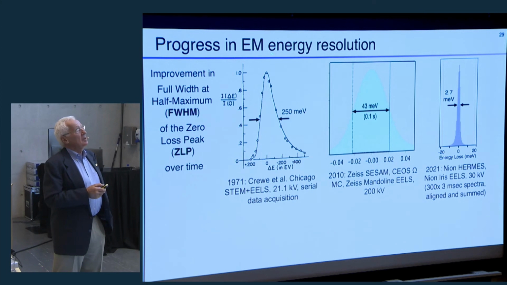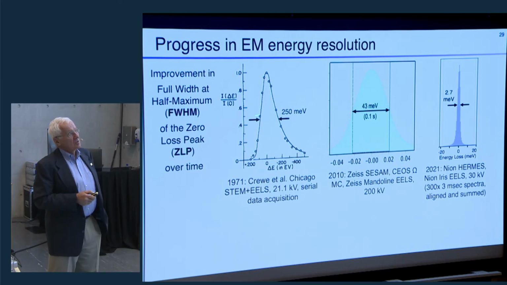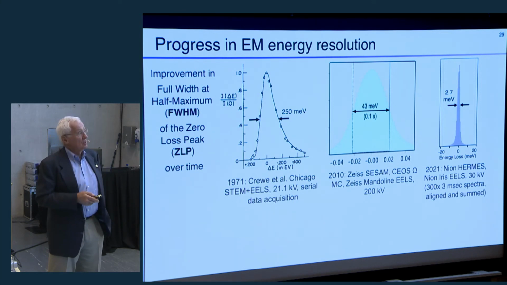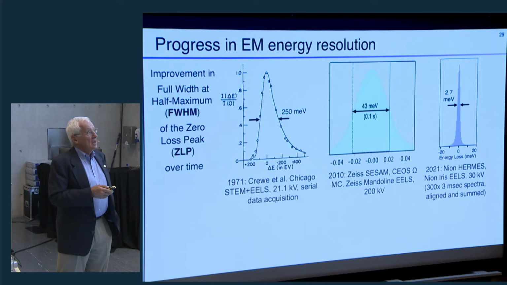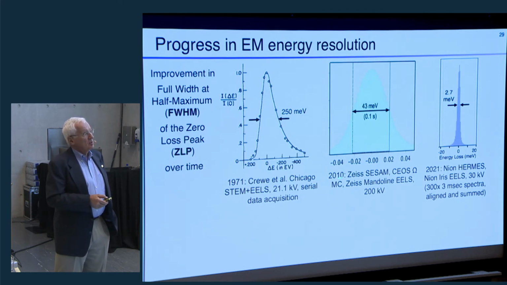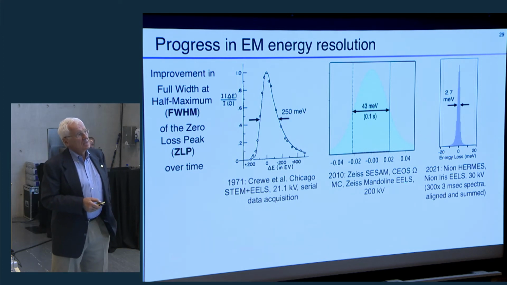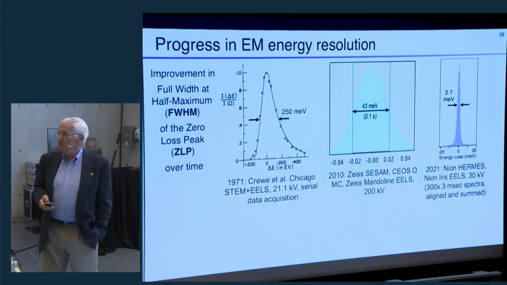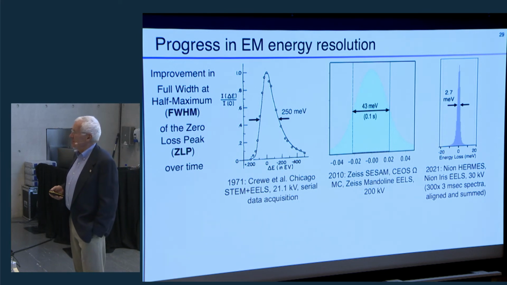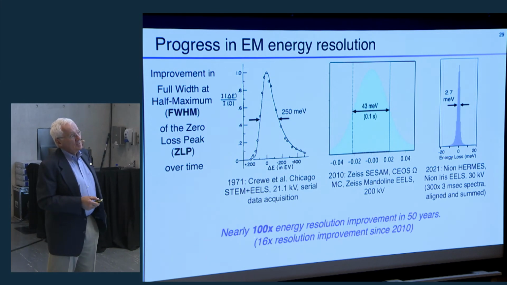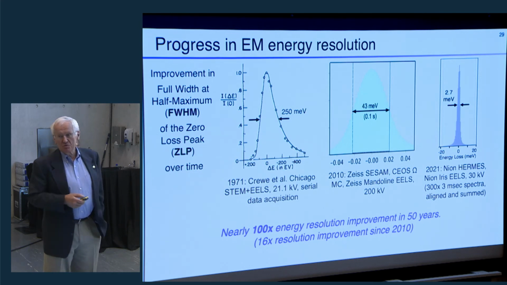So, progress in EM energy resolution. Without monochromators, a cold field emission gun allows you to get down to 250 millielectron volts, and Chicago STEM already accomplished that. With a monochromator, a wonderful machine built by Zeiss with a CEOS Omega filter monochromator and Zeiss Mandoline and EELS, gave 43 millielectron volts. We have now got down to 2.7 millielectron volts, and the quest is on to get down to 1 millielectron volt. That would be wonderful for infrared spectroscopy. So that's nearly 100 times energy resolution improvement from this value and 16 times resolution improvement from here.